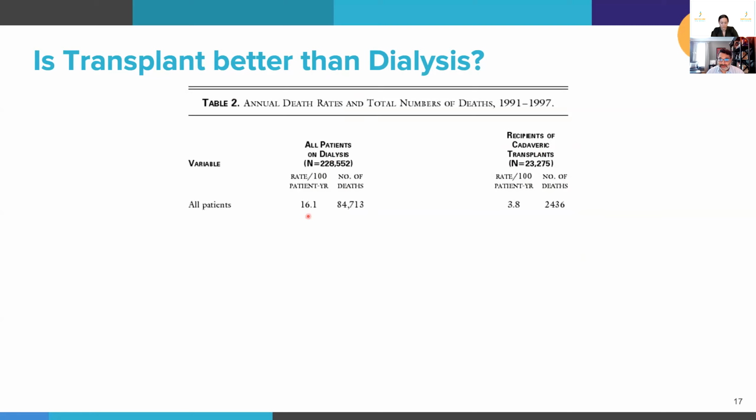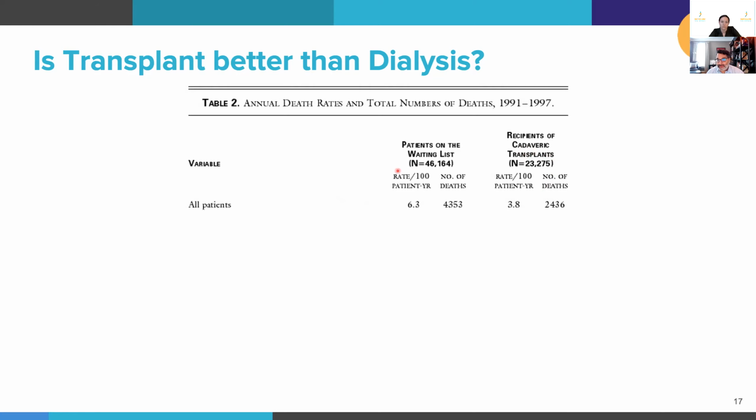And if you look at the rate of death over a 100 patient year period, so if you took 100 patients who lived a year, 16 of those patients would die if they were on dialysis versus 3.8 if they'd received a transplant. Now, a lot of people have said this is an unfair comparison because patients who are able to get transplants as a whole are probably healthier than dialysis patients as a whole.